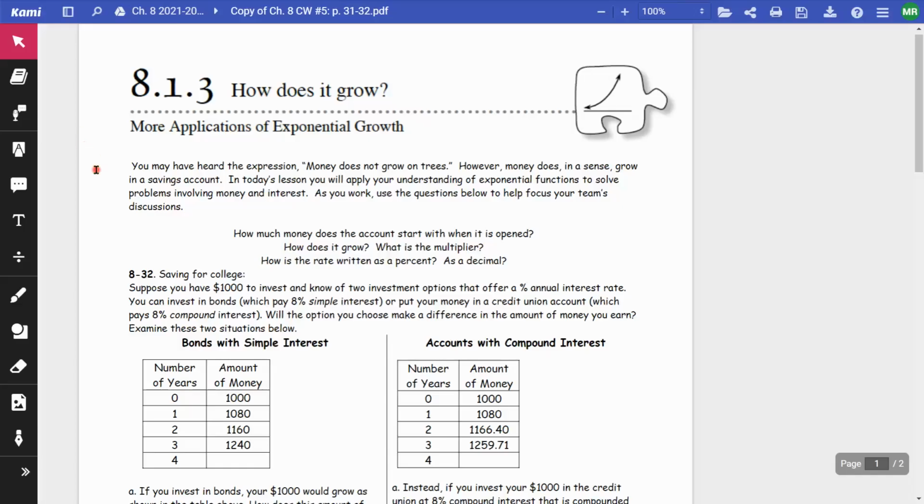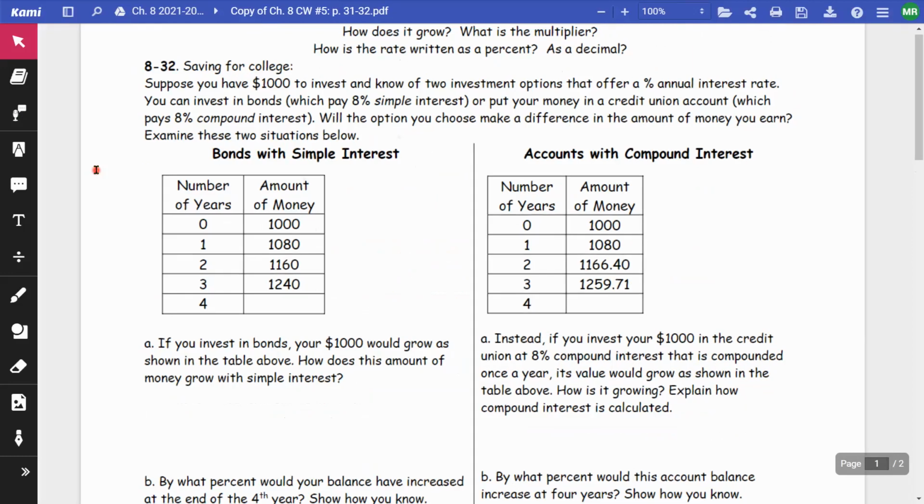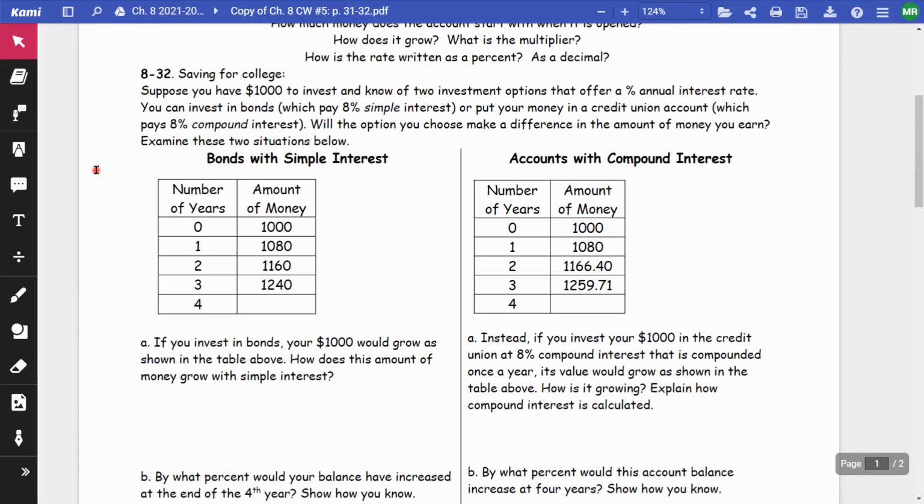This video is on classwork, chapter 8, classwork number 5, page 31 to 32. If you are absent today from class, I would recommend doing it on the Canvas or Cami paper, because we're going to be adding the graphs on using Desmos, and then that way you don't have to draw them out.